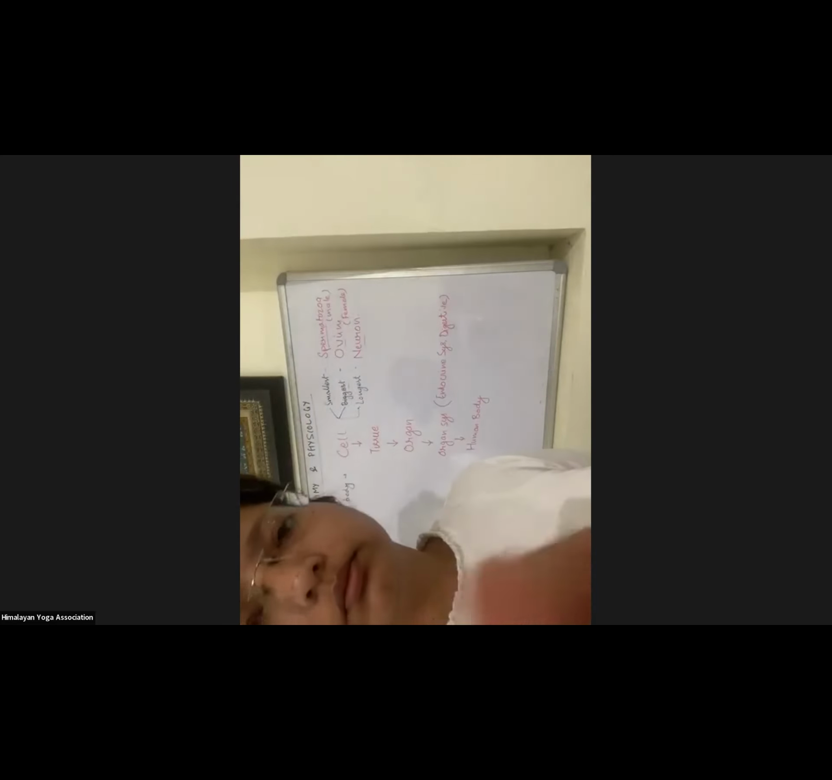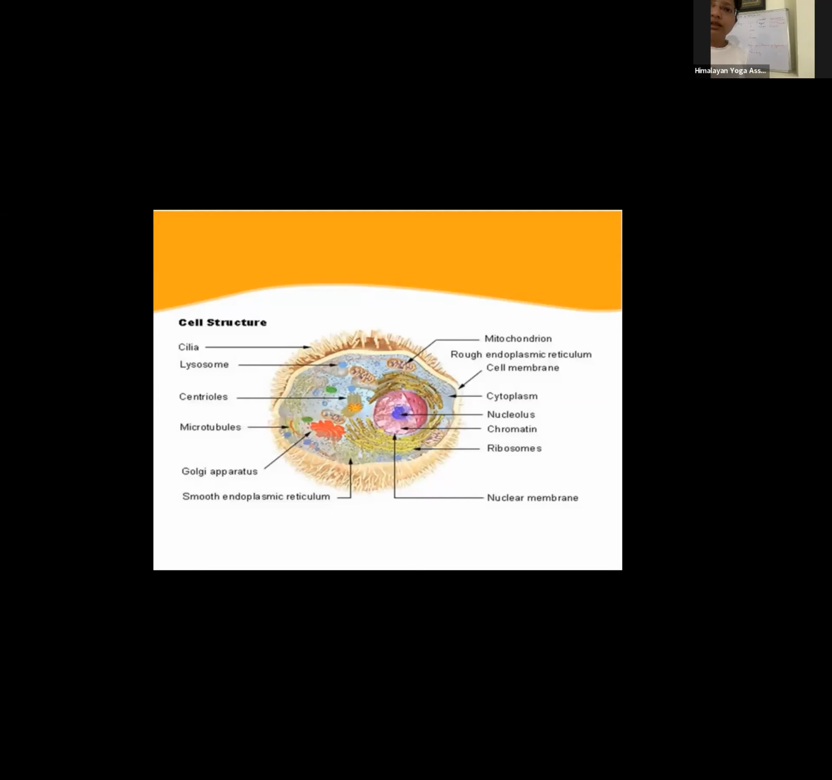Okay. Now here I'm showing you what a cell looks like. A cell looks like this. This is an animal cell.